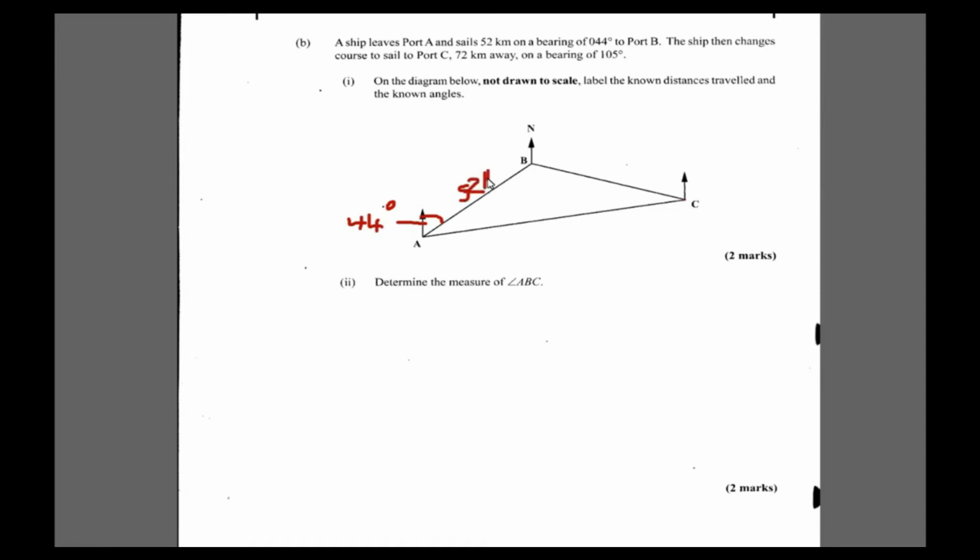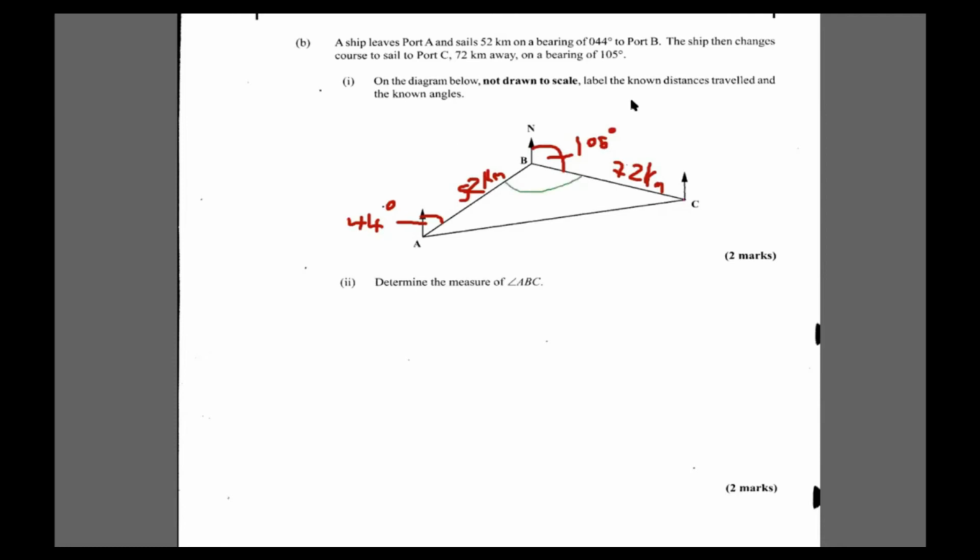That's the distance. Then the ship changed direction and sailed to point C, 72 kilometers away on a bearing of 105. So the bearing of C from B is 105 degrees, and the distance from B to C is 72 kilometers. So this is the diagram that they want us to label. Next part now, it says determine angle ABC. Angle ABC is this angle here.